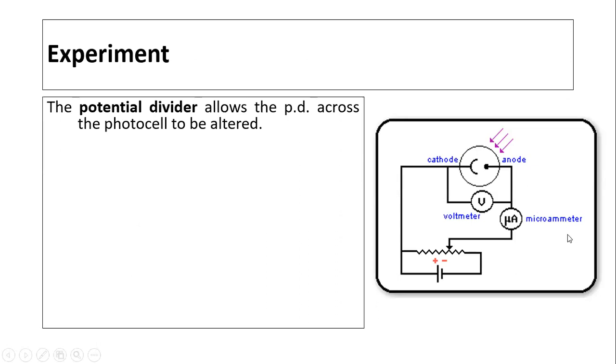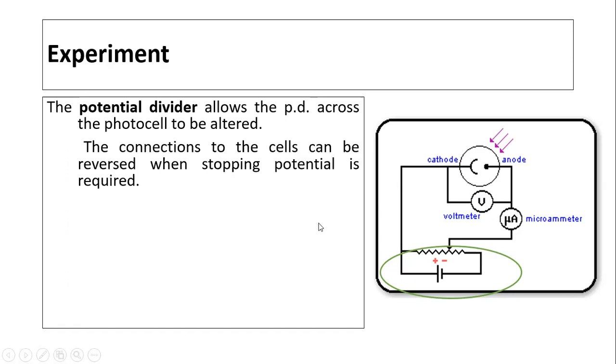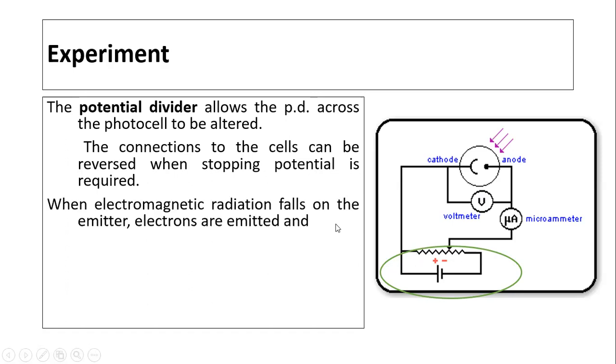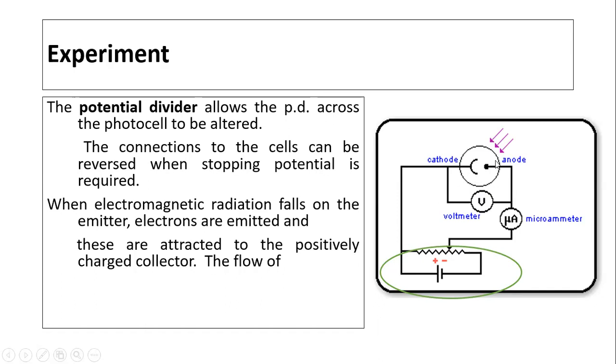Remember that's your potential divider, this one. All right, we want to change the potential across there, voltmeter to read, and then microammeter to read the current. Connection to the cell can be reversed. This is what we did just now. Right? We reverse it. This is where you want to find the stopping potential. When the electromagnetic radiation falls on the emitter, that's the emitter, the cathode, electrons are emitted, and these are attracted. If this is the positive anode, then the electrons will be collected by the anode, and then it will flow as a current detected by the microammeter.